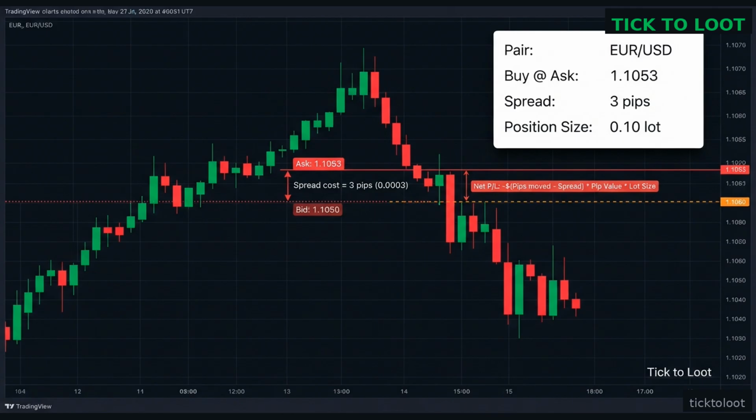Let's say the market moves in your favor and the price climbs to 1.1060. Without spread, your profit would be 70 pips, but because you paid 3 pips up front, your net profit is actually 67 pips, or $67 for that mini lot. In other words, the spread ate away $3 from your potential gain. This example shows that even a small spread can matter, especially on short-term trades where every pip counts.